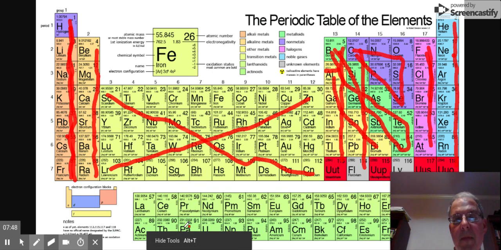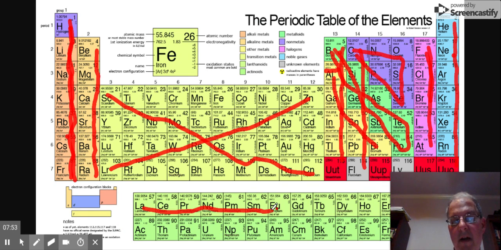Now, if you noticed that we have 2 rows down here, this is the lanthanide series, and this is the actinide series. And they put them down here out of convenience. If you notice right here, you have 56, and then it jumps to 71. Well, this lanthanide series, 57, 58, all the way through 70, fits in right here, okay? Fits in right in between there.